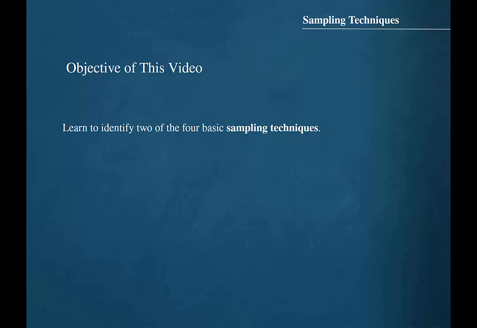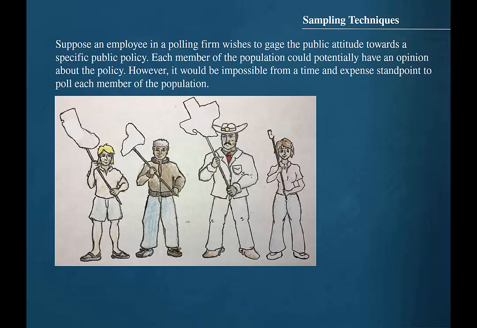In this video, we will learn to identify two of the four basic sampling techniques. Suppose an employee in a polling firm wishes to gauge the public attitude towards a specific public policy. Each member of the population could potentially have an opinion about the policy. However, it would be impossible from a time and expense standpoint to poll each member of the population.